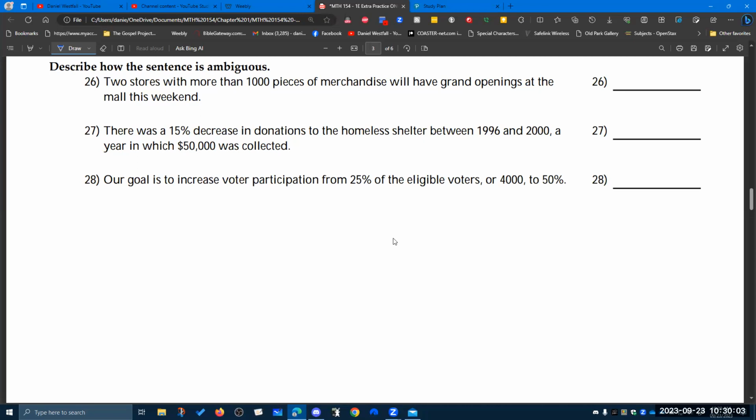In either case, their goal is to raise voter participation to 50%. But it's unclear what they mean by this 4,000. Is that the total number of eligible voters that did and didn't vote, or is it only the eligible voters who voted?